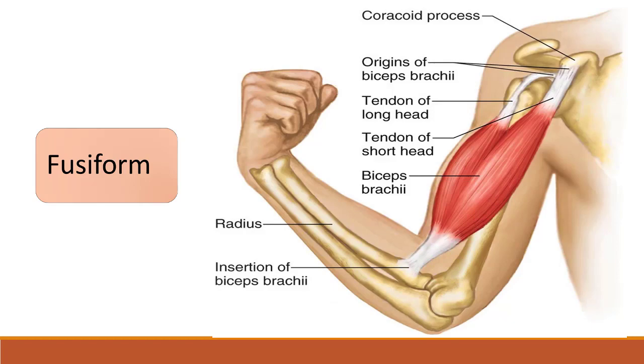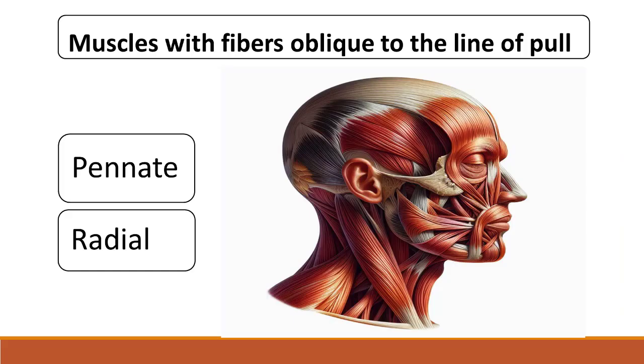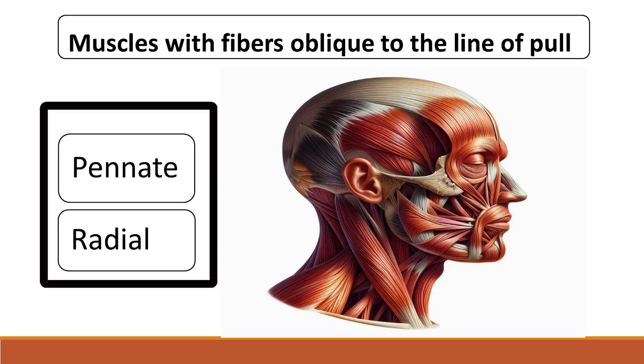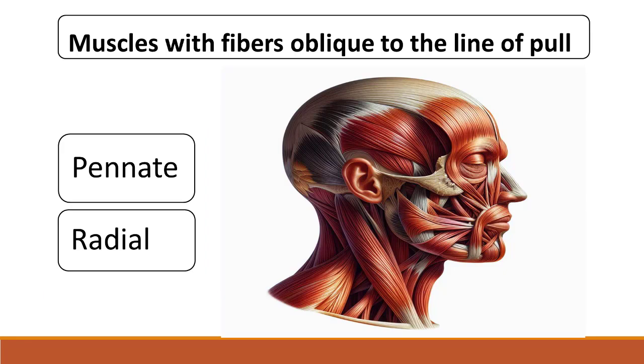According to directions of fiber architecture, another group is oblique, where fascicles are short and they attach obliquely to a central tendon that runs the length of the muscle. In muscles with fibers oblique to the line of pull, there is a great power but less range of movement. Examples include pennate and radial muscles. Now we will discuss pennate and radial muscles individually with examples.